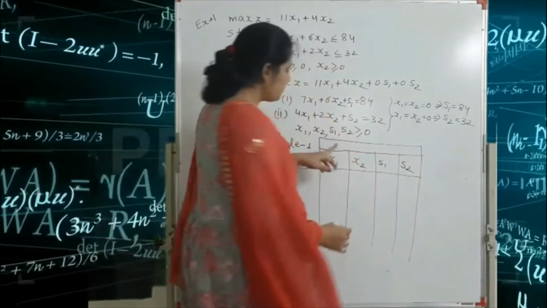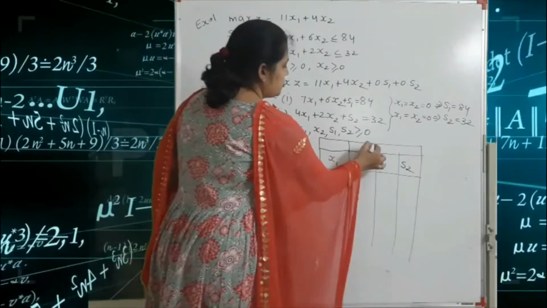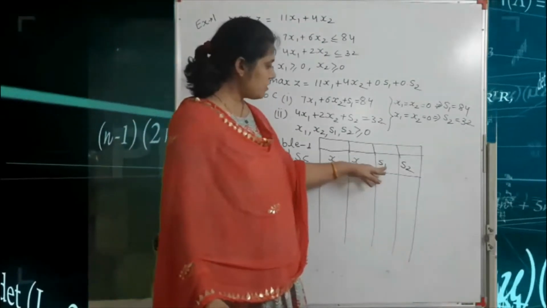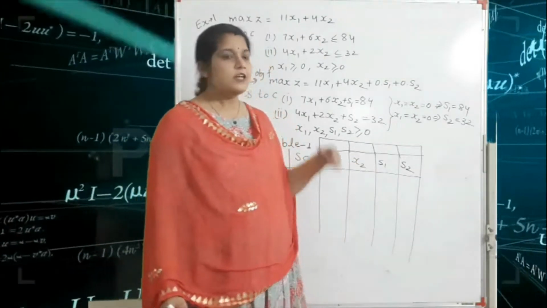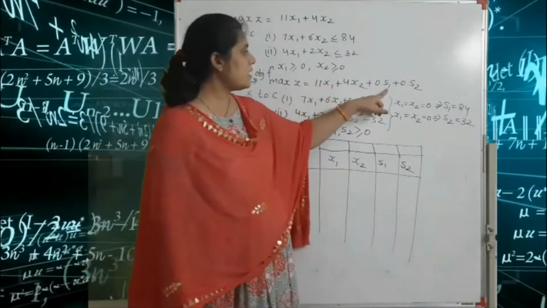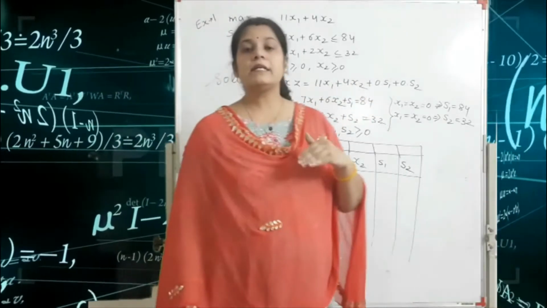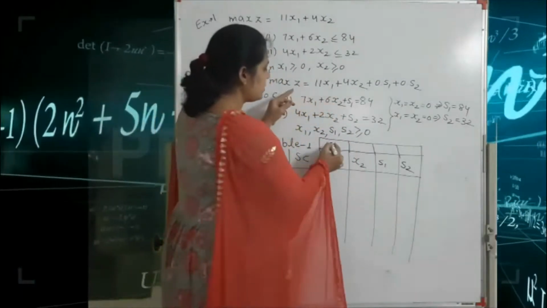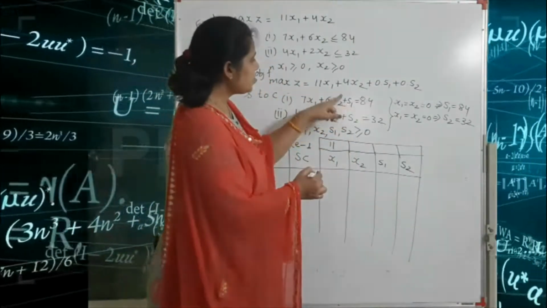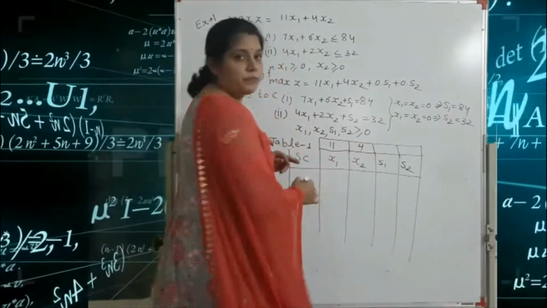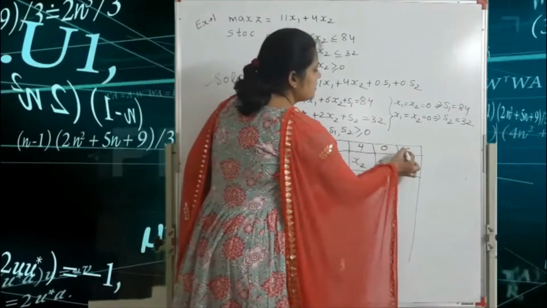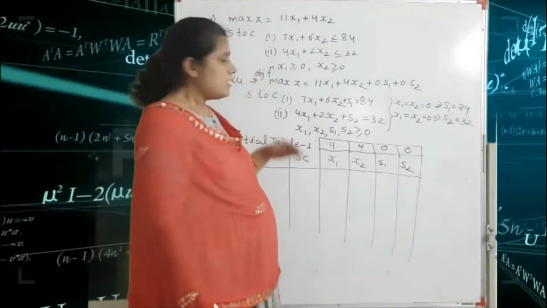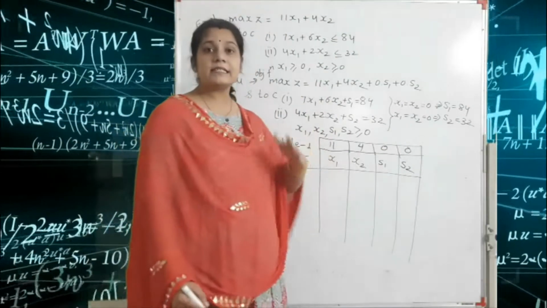Next, according to this portion, we write the coefficients of x1, x2, s1 and s2 with the help of the objective function. The coefficient of x1 is equal to 11, the coefficient of x2 is equal to 4, and the coefficients of s1 and s2 are equal to 0. And in the basic variable column, you write step by step.